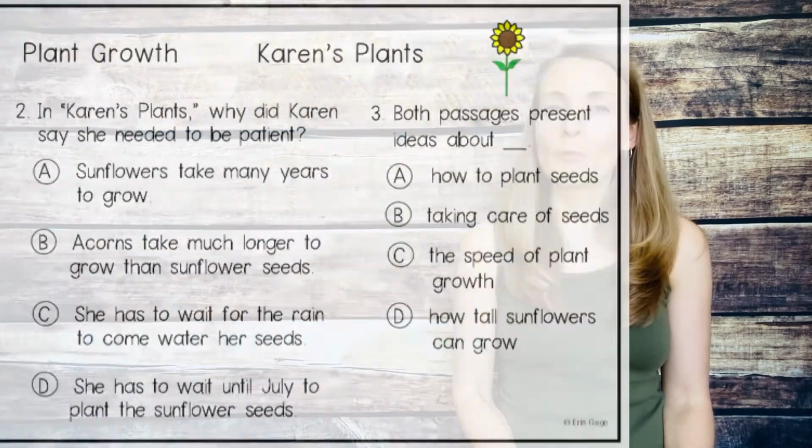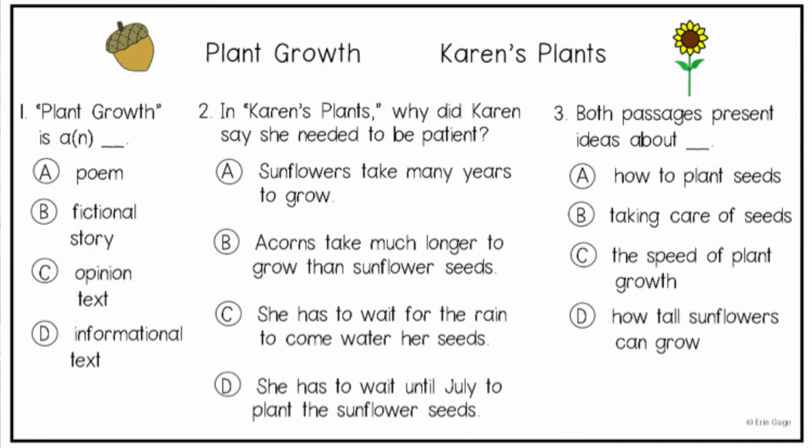So this is another good example of how to compare and contrast paired selections. Now let's answer some multiple choice questions about these two stories, these paired texts. I'll read the first question and you can follow along and just whisper your answers. Number 1, plant growth is A, an A poem, B, fictional story, C, opinion text, or D, informational text. Which is correct? Letter D, informational text.